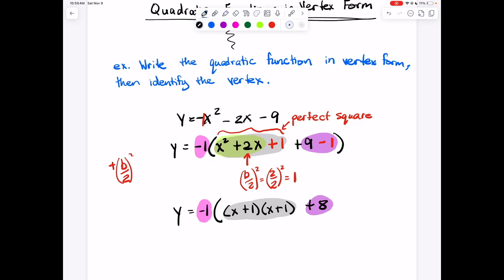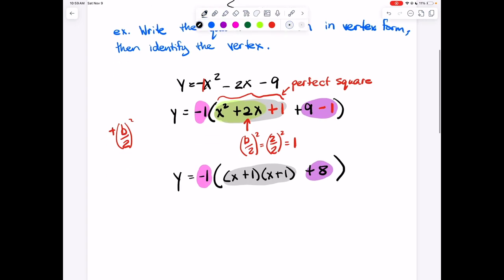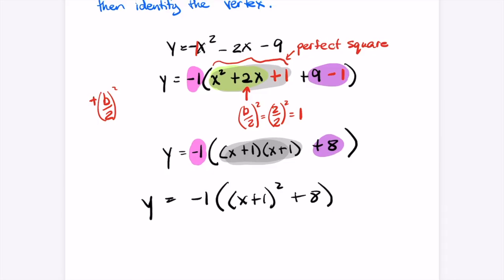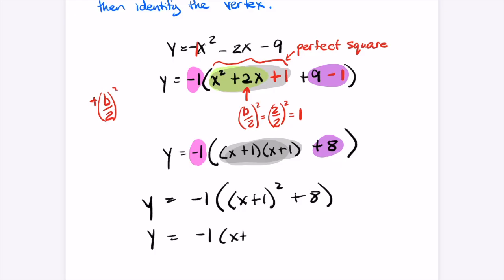All right, so now we're almost done. Here we have y equals negative 1 times x plus 1 squared plus 8. Now when we distribute that negative sign, we get negative 1 times x plus 1 squared minus 8. So the sign here for that 8 changes because of the negative 1 that's in front.